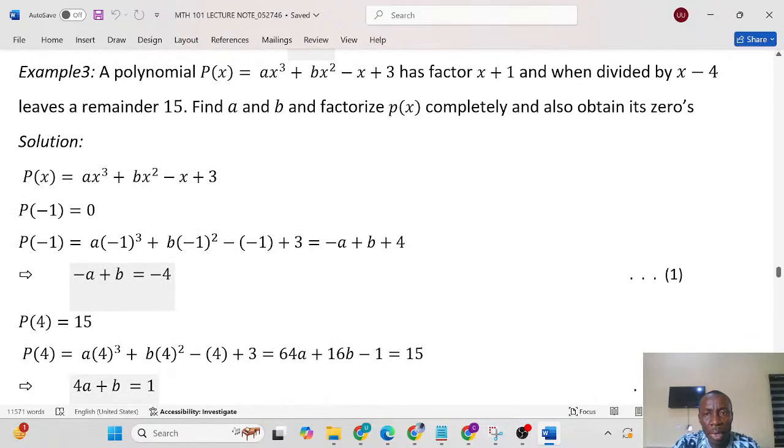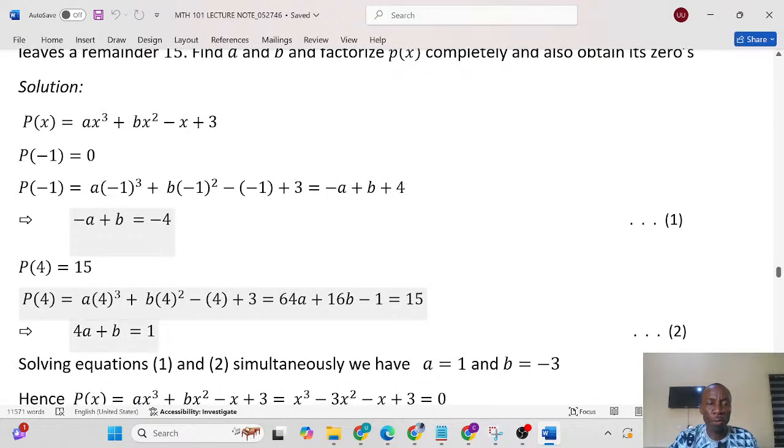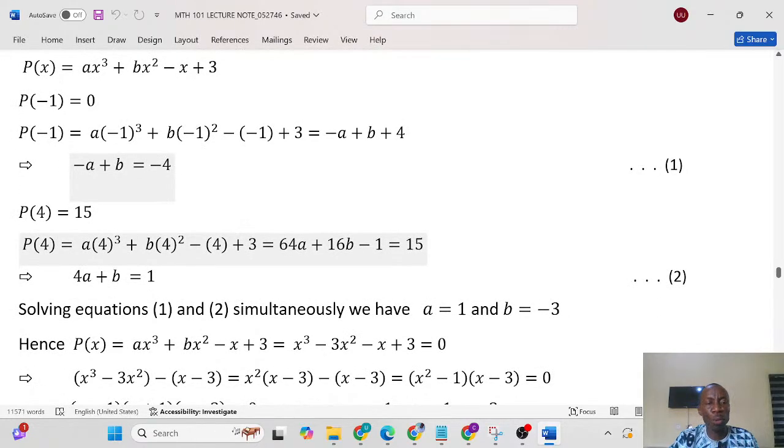minus 4. Now, the second part of the question says that if we use the factor x minus 4, the remainder will be 15. So that is why we have p of 4 equals to 15. Now, if you substitute the value, p of 4 equals a into 4 raised to power 3 plus b into 4 raised to power 2 minus 4 plus 3 equals 64a plus 16b minus 1, and this is equal to 15. That will also lead to another equation, 4a plus b equals to 11.